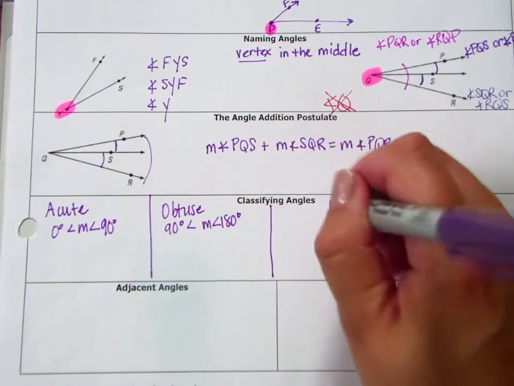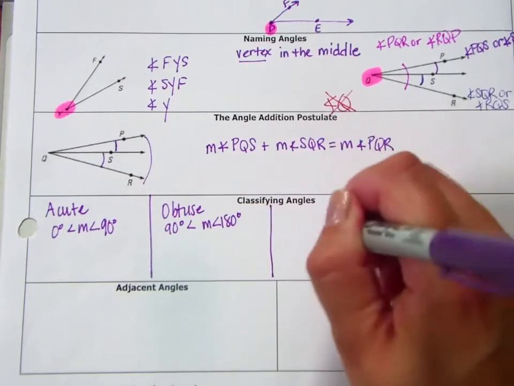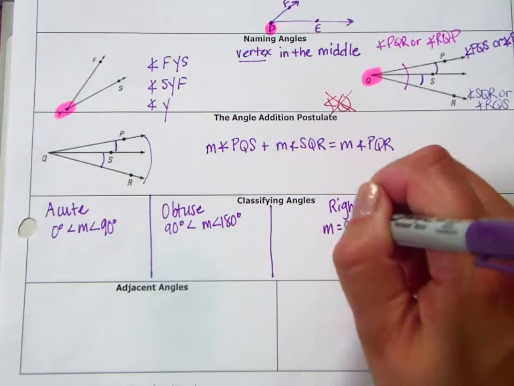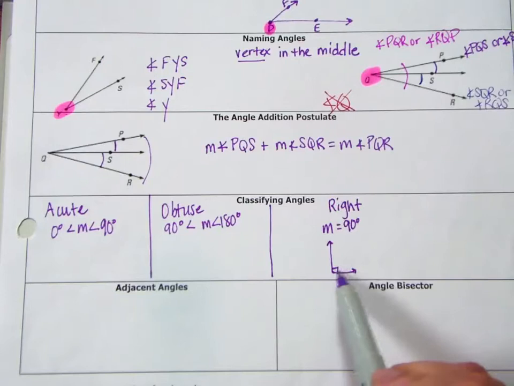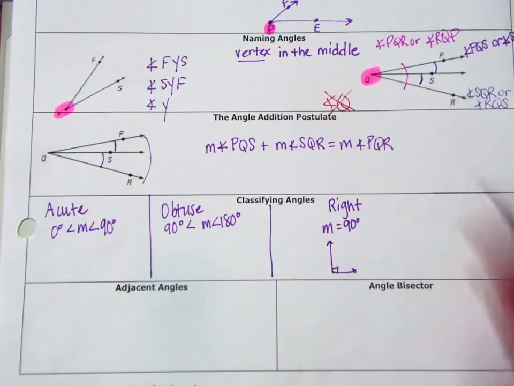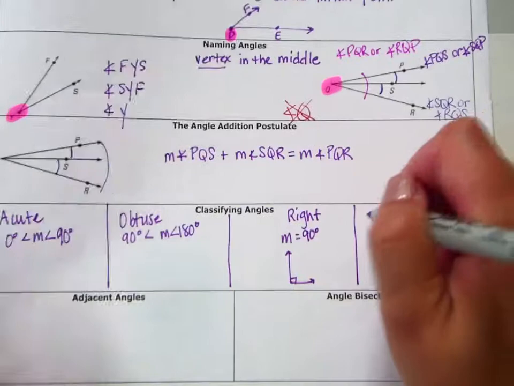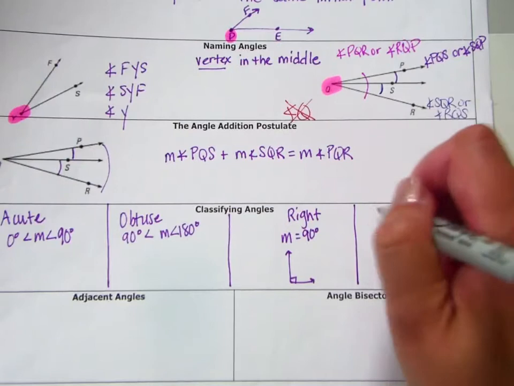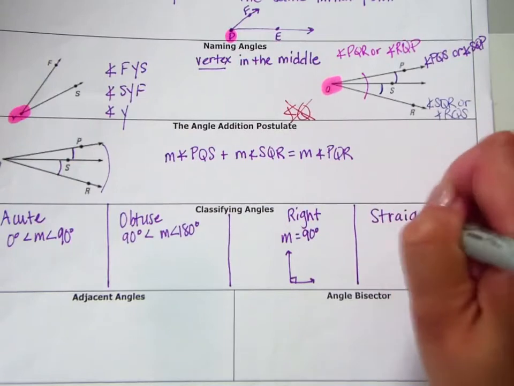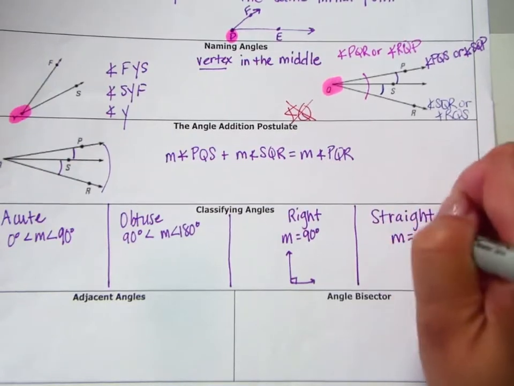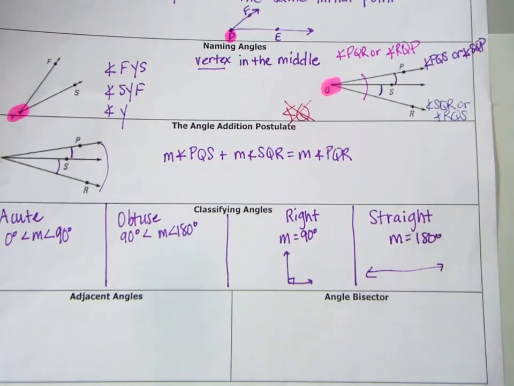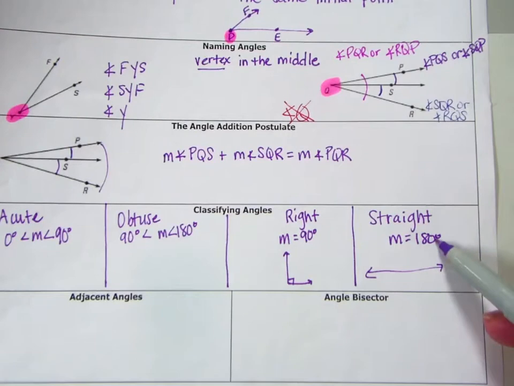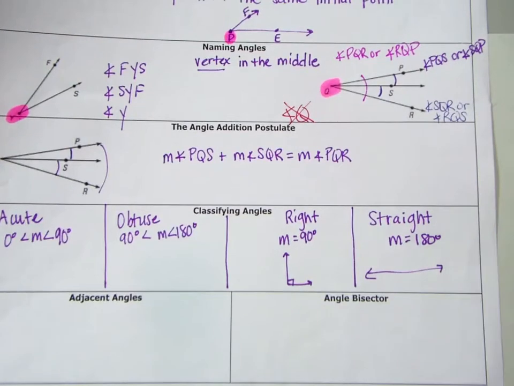We have a right angle. A right angle has a measure of exactly 90 degrees. That always looks like a corner, denoted by that little square box. And then finally, this is maybe something you're not too familiar with, we have what we call a straight angle. A straight angle has a measure of 180 degrees. What it's going to look like to you is a line. So just keep in mind that a line has a measure of 180 degrees. We can also call that a straight angle.